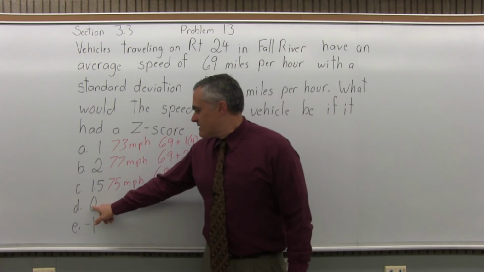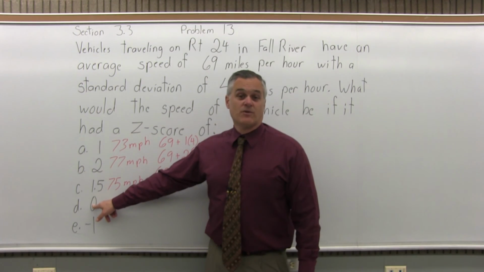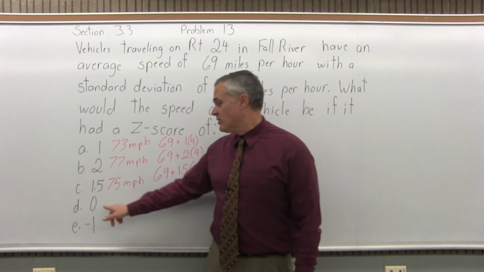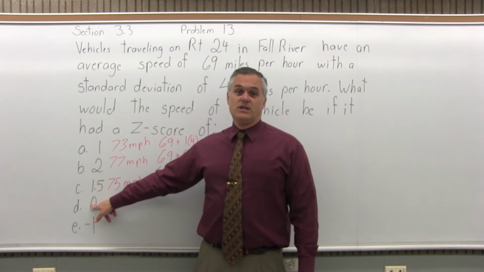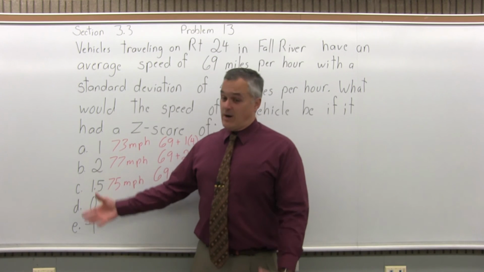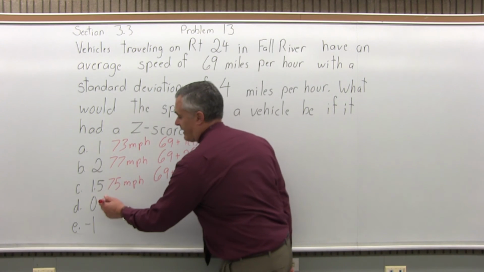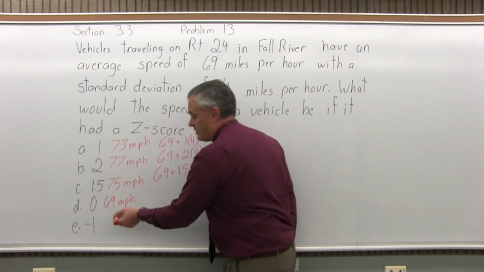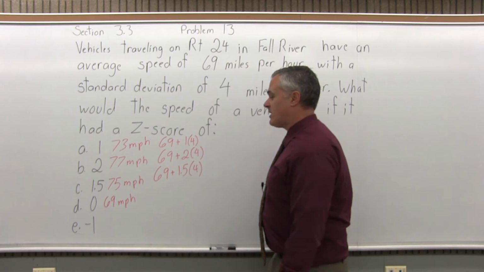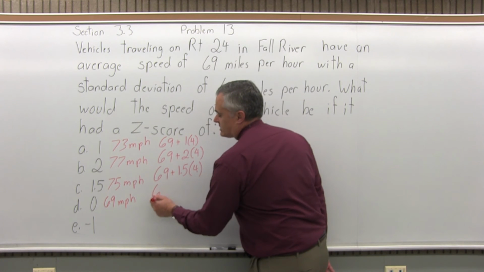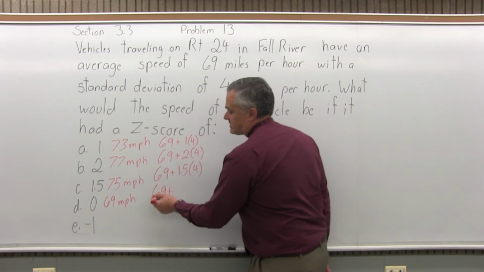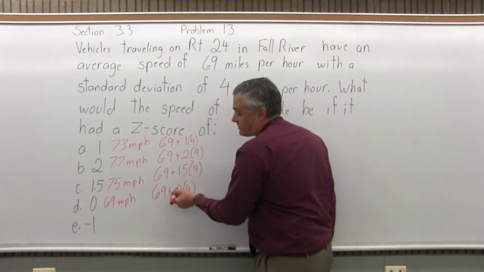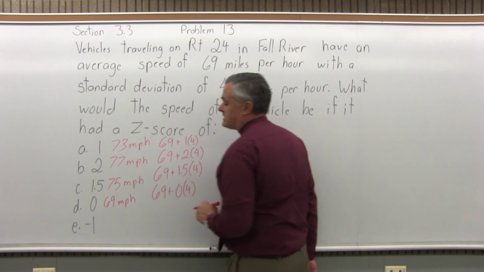Part D, what does it mean for the car to have a z-score of 0 for its speed? Again, z-score is how many standard deviations away from the average value you are. If you're 0 standard deviations away from the average value, you are at the average value. So if the average value is 69 miles per hour and your z-score is 0, you're going the average speed, which is 69 miles per hour. And again, if you write it out, it's the average speed of 69 plus 0 standard deviations, so 0 times 4. So 69 plus 0, there's your 69 miles per hour.